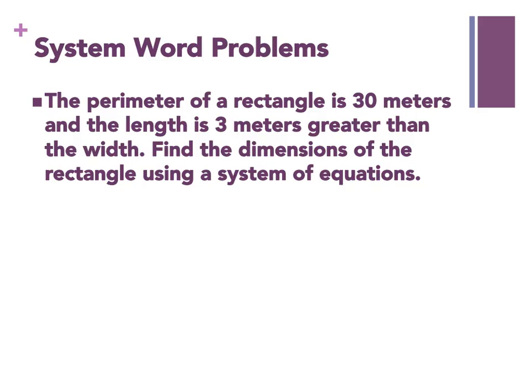Okay, last type of question is back to geometry. So this one is the perimeter of a rectangle is 30 meters and the length is 3 meters greater than the width. Find the dimensions of the rectangle using systems of equation. So this one's perimeter, you could see area, you could see all the different things that you know from geometry, okay? But this one says the perimeter of a rectangle. So how do I find the perimeter of a rectangle? Add up all the sides, or twice the length plus twice the width, right?